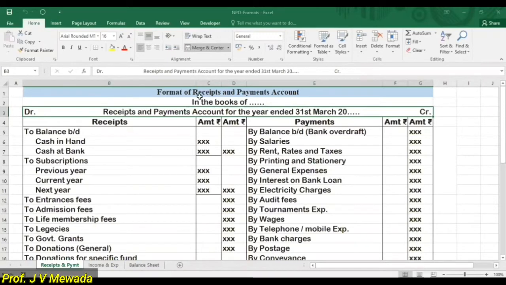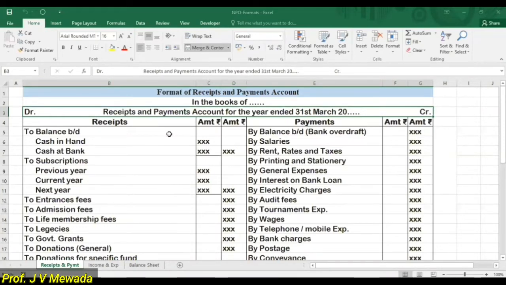Hello friends, today I am going to teach you the formats of NPO. We have three formats. One is the receipt and payment account, another is the income and expenditure account, and the third is the balance sheet. So let us first understand the format of the receipt and payment account.